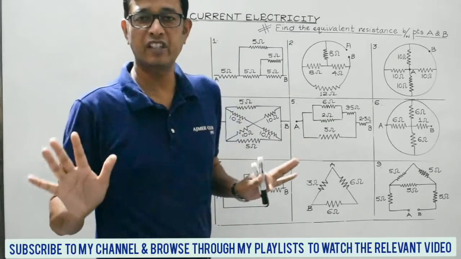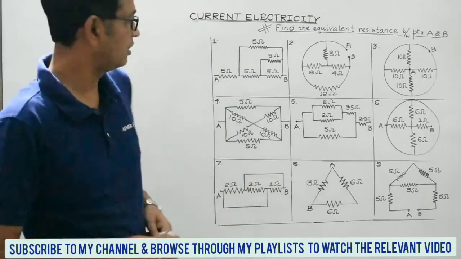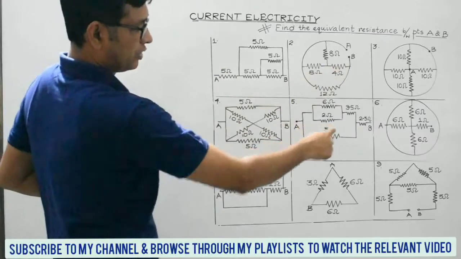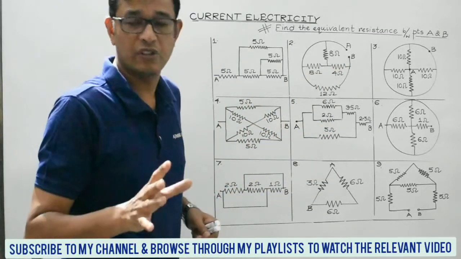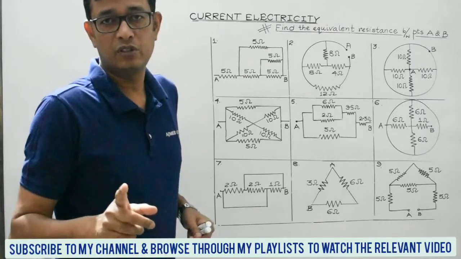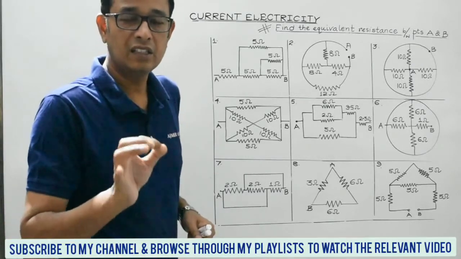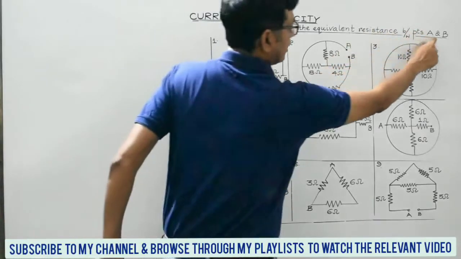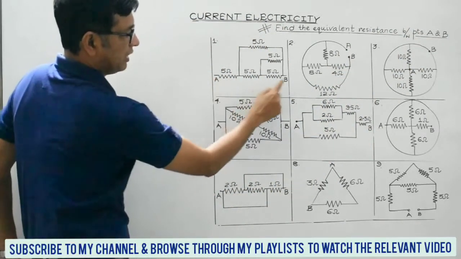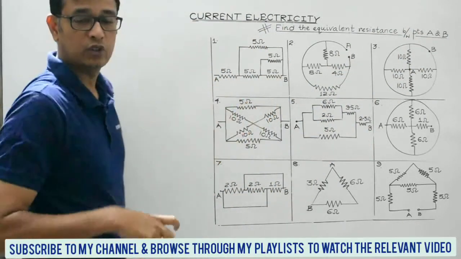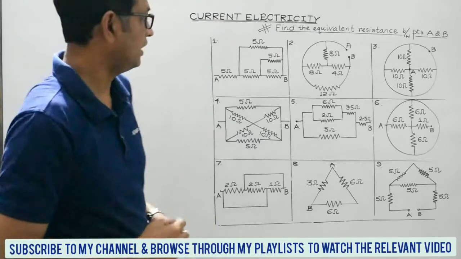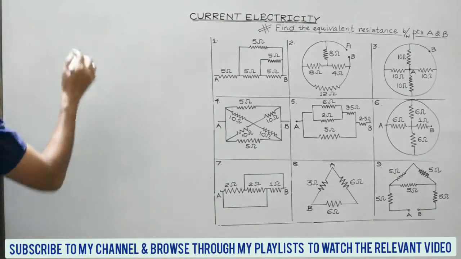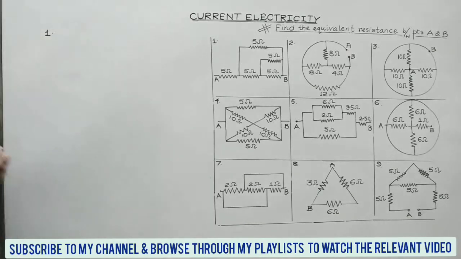So without wasting any time, let's start with the questions. These are the 9 questions which we are supposed to attempt. In each of these 9 questions, we are supposed to find the equivalent resistance between the points A and B. Remember, A and B are the 2 points across which the equivalent resistance needs to be found, right? So let's begin with the first question.